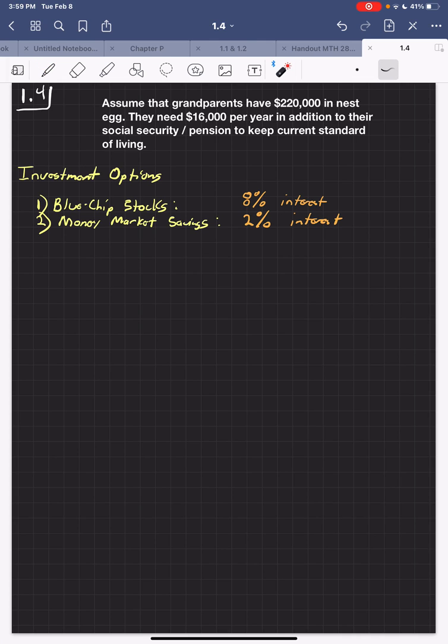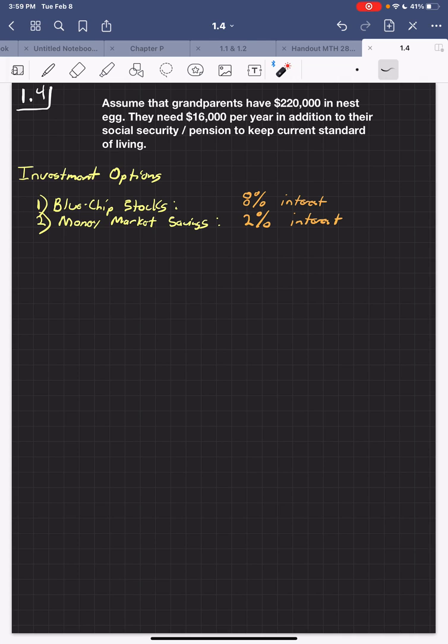Now, if the question was simply if you wanted to maximize the amount of money that you make per year, which investment would you choose? If that was the question, well, then you would put all $220,000 into the stocks. But here's the little caveat. Let's say that your grandparents really don't trust the stock market that much. They would much rather have their money local, say in a bank or some type of savings account.